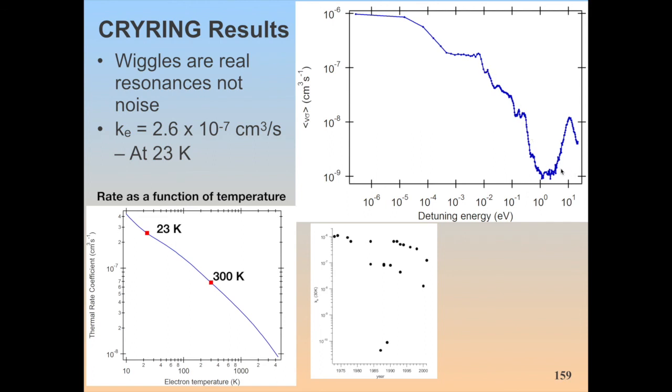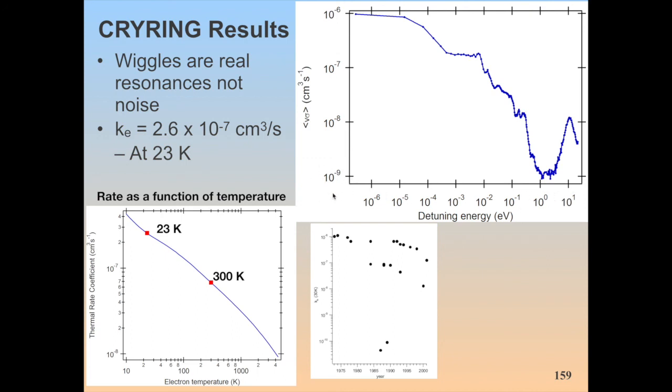So essentially, here's your reaction rate between the electrons and the H3 plus. This is your detuning energy. So essentially, what was the energy of the electron versus what was the energy of the H3 plus going by there. So as you can see, if they were very close in energy, you had a very high cross section, around 10 to the minus 6. If they were around 1 eV difference, they were fairly low for that.